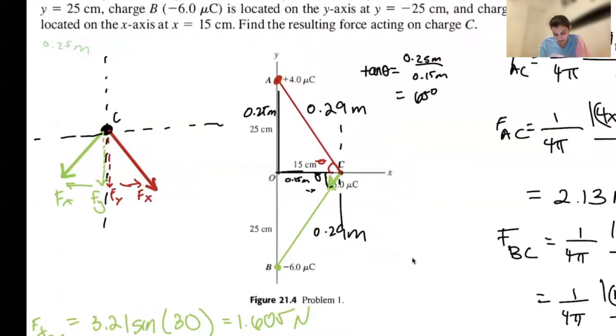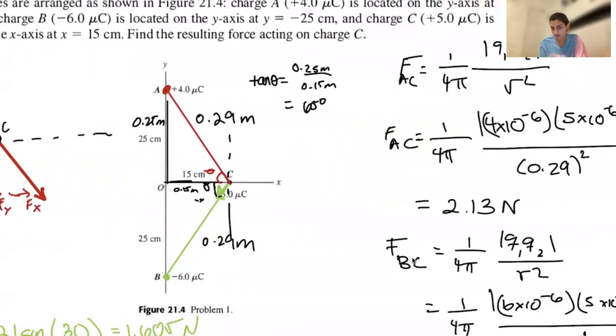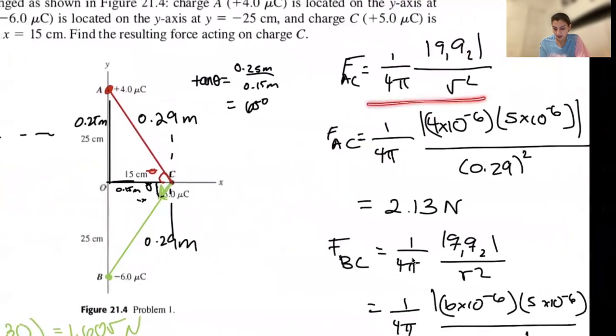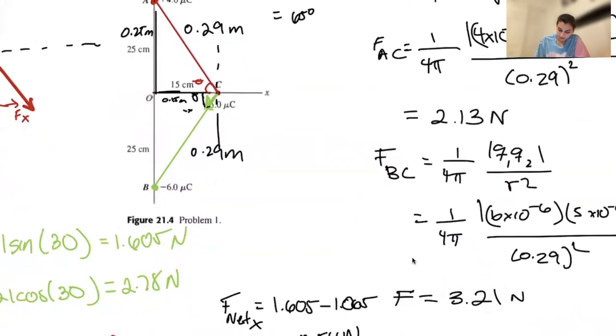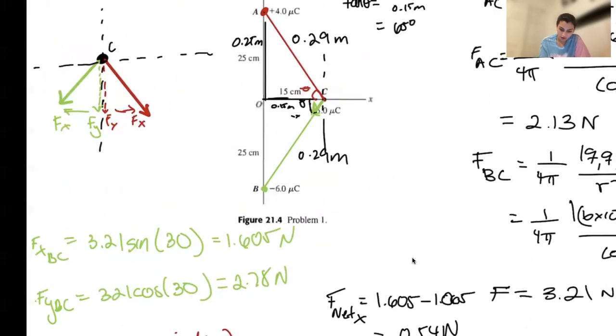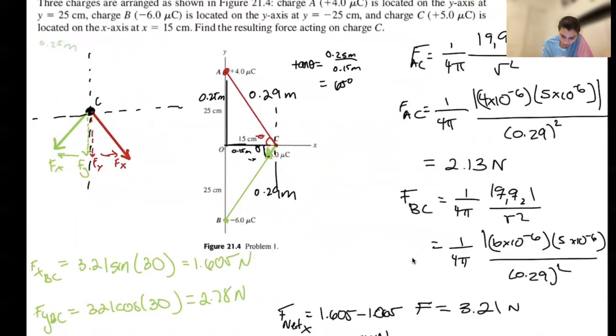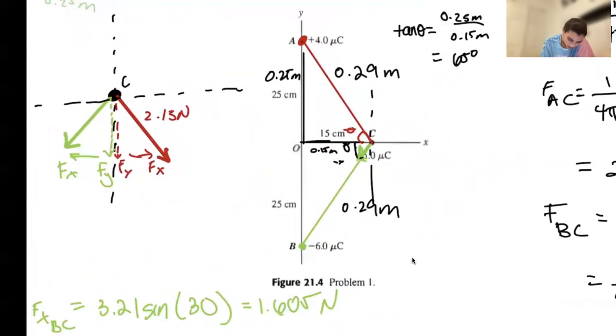The first thing that I did was find the force of A on C, just the plain force, using this equation, which I used for this one as well. I got a force of 2.13, and then I got a force of 3.21 for the force of B on C. So this force is 2.13 newtons, and this is 3.21 newtons.